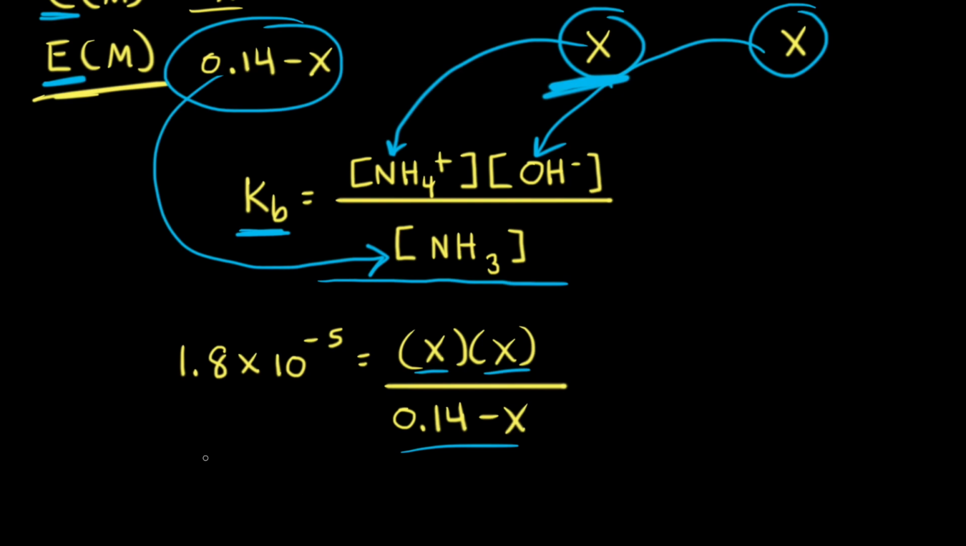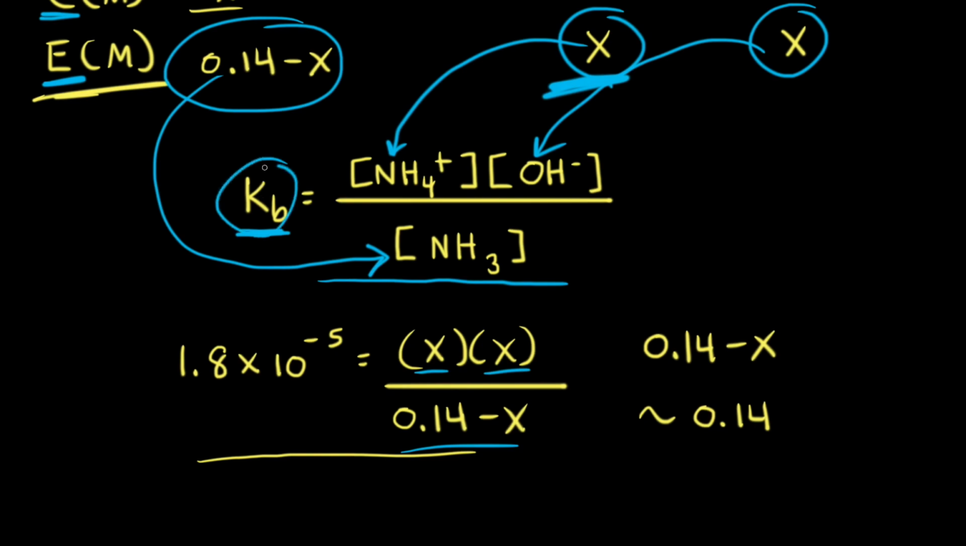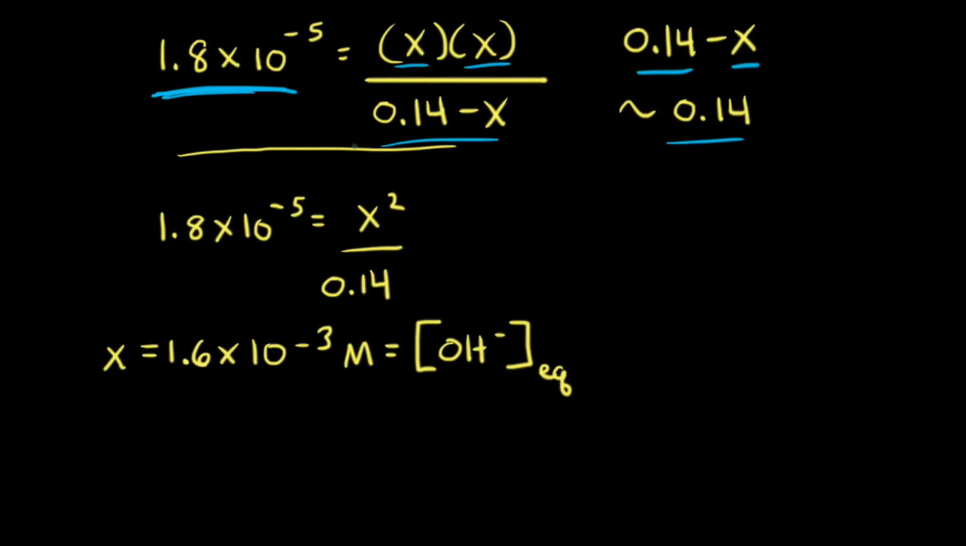However, if we solve for X now, we would get a quadratic equation. So to simplify the math, we're going to use an approximation. We're going to say that 0.14 minus X is approximately equal to 0.14. The reason why we can make this approximation is because the Kb value for ammonia is quite small, which means that ammonia doesn't ionize very much at all, which tells us the equilibrium concentration of hydroxide ions will be a very small number. And if X is a really small number compared to 0.14, 0.14 minus X is just approximately equal to 0.14. So instead of writing 0.14 minus X, we can just write in 0.14.